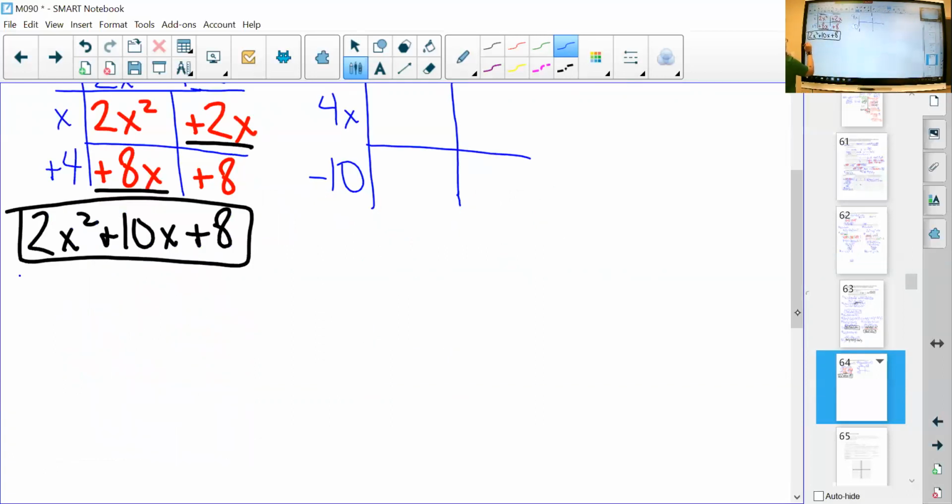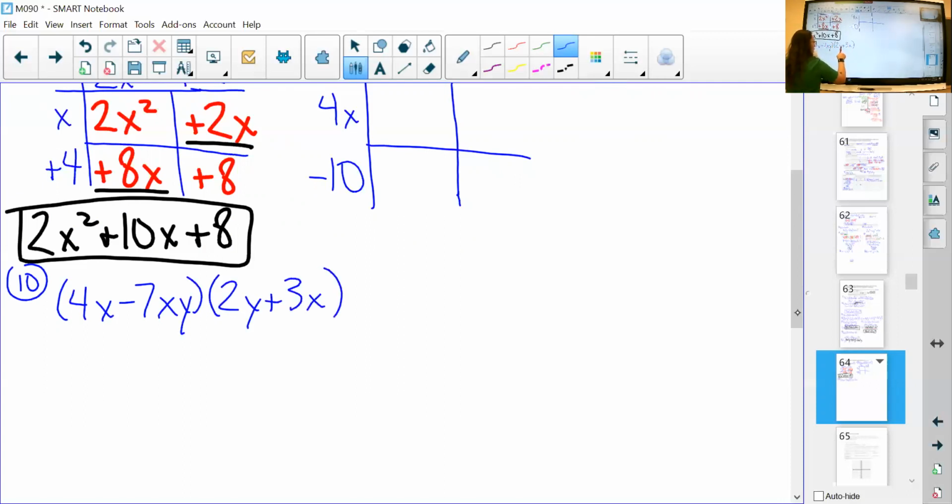And I'll continue with example 10. 4x minus 7xy, 2y plus 3x. I noticed that 2y plus 3x is out of order. So that means that my final answer is going to be out of order unless I do some rearranging, either now or later, or maybe both.